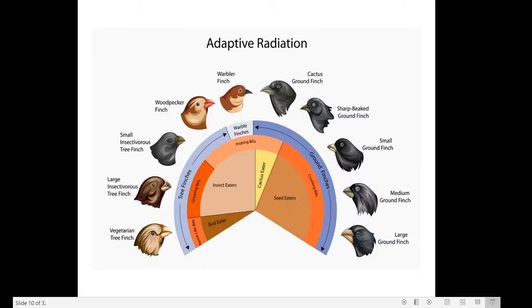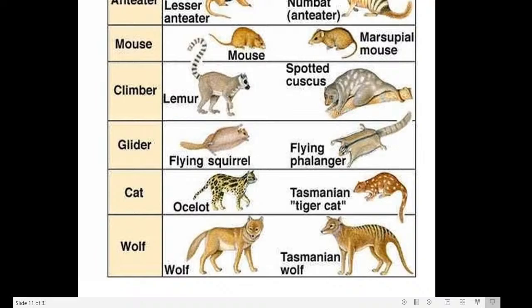Then insect eaters are there. Warblers and woodpeckers are different. Finches, small insect-eating finches and larger finches are also there, and here you can see the differences. Based on their need, they develop the organ. Here the animals change for adaptiveness.